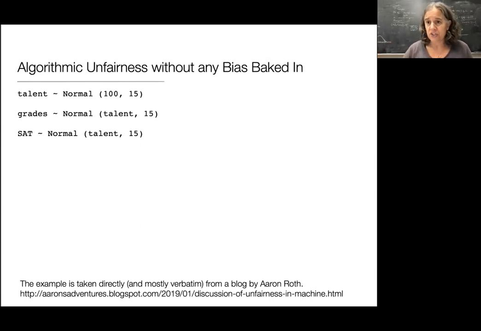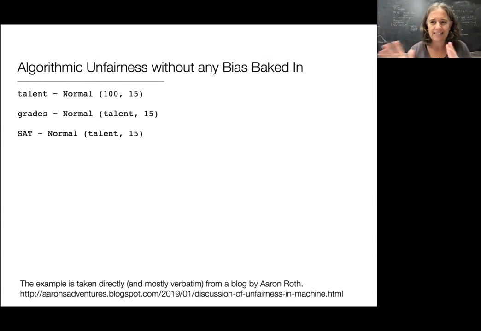And for each of these individuals, their grades and their SAT scores are centered at their own individual talent. So if my talent is 93, then my grades will be centered at 93. And again, we're not using grades on a 4.0 scale. We're using them on a scale of, whatever. They could go all the way to 130 or whatever. And same with SAT.